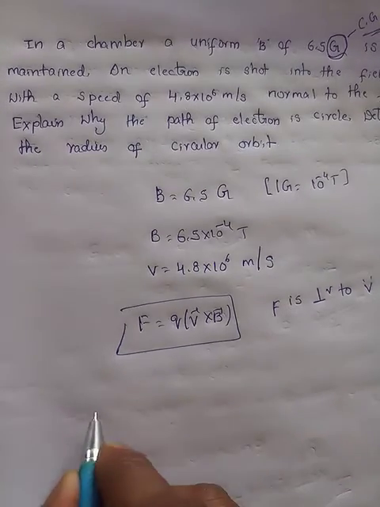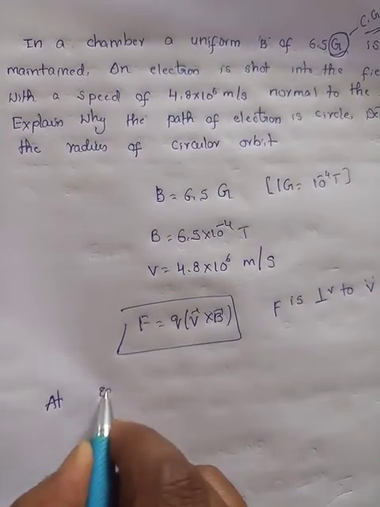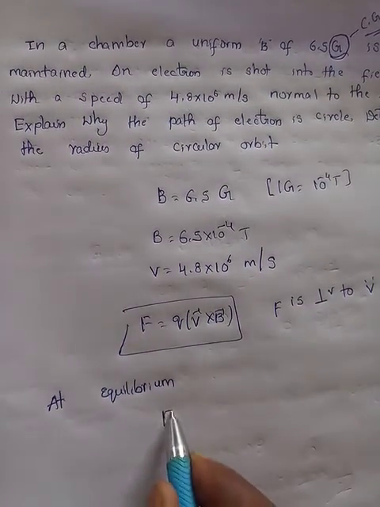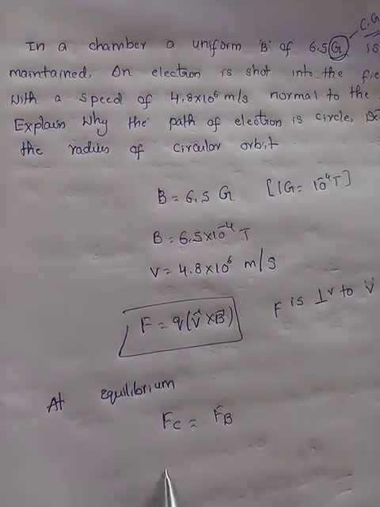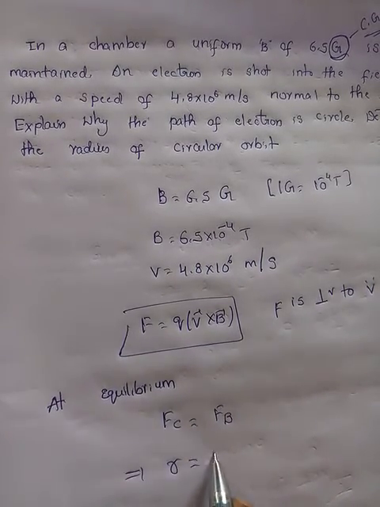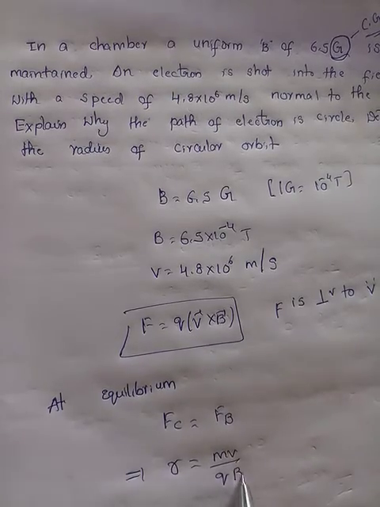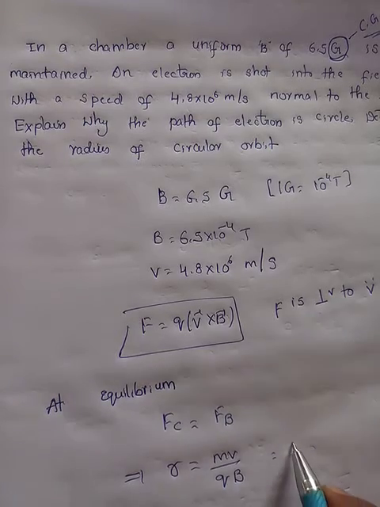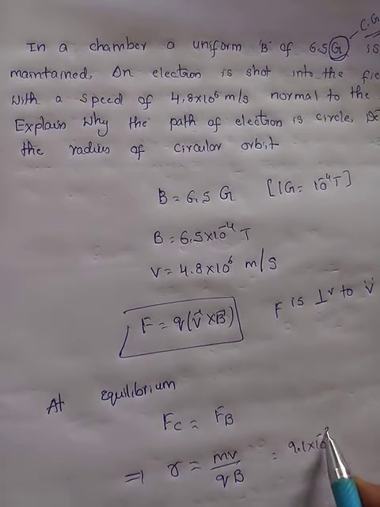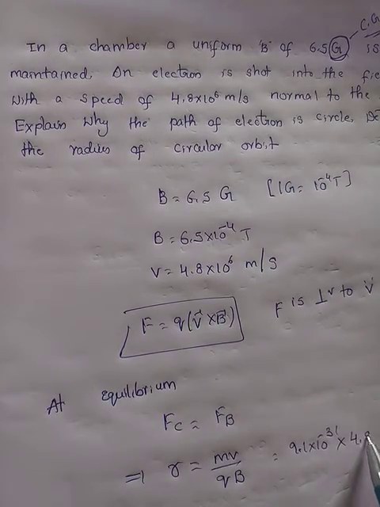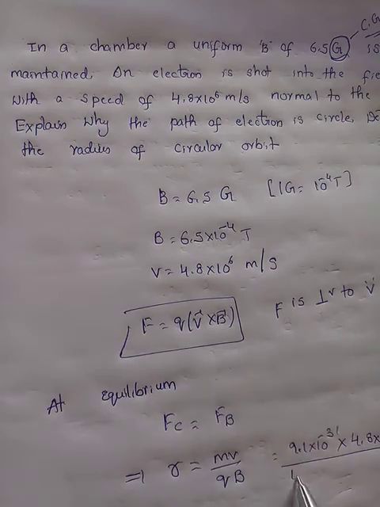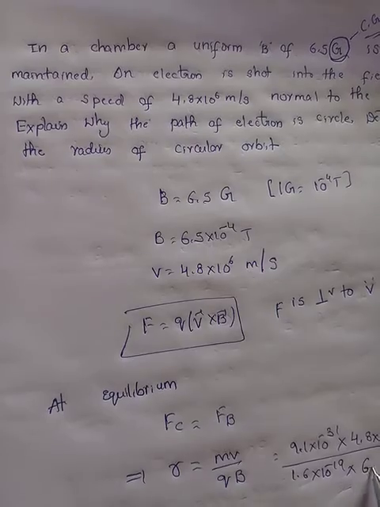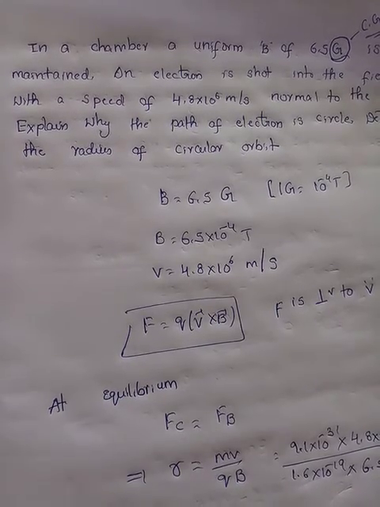Now what is the radius of the circular orbit? If it is moving in a circular path, the magnetic force is balanced by the centripetal force. From that we get the formula directly, that radius equals mv by qB. What is m? Mass of the particle which we sent. What is the particle we sent? Electron. So 9.1 × 10^-31. Velocity is 4.8 × 10^6. Charge of electron is 1.6 × 10^-19. Magnetic field is 6.5 × 10^-4.